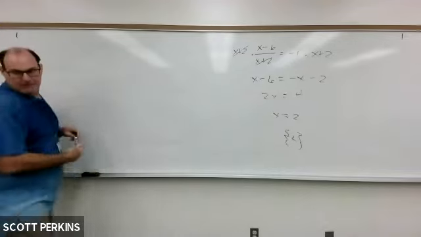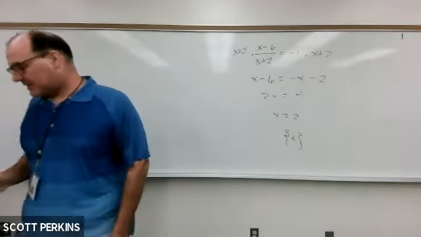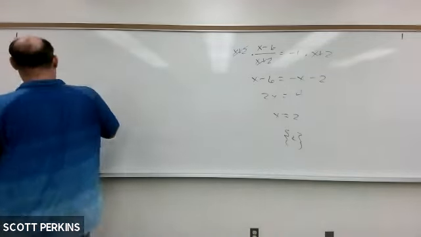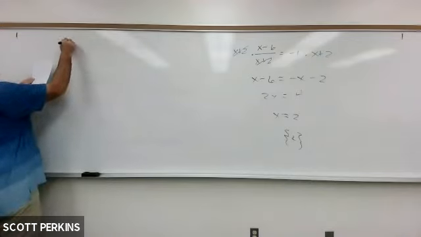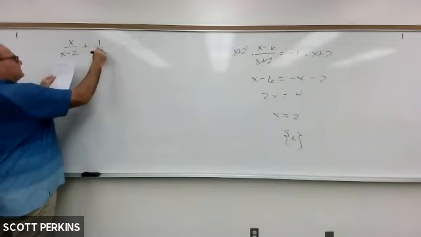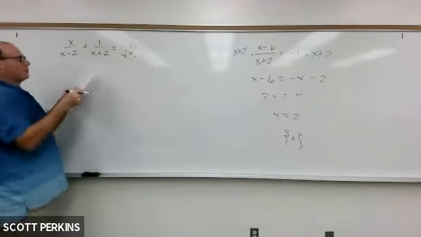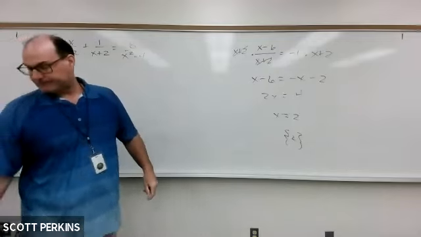All right, so I'm going to do another example, and then I've got 2 or 3 that you're going to do. So this is my example 2. It says this. I've got x over x minus 2 plus 1 over x plus 2 is equal to 8 over x squared minus 4. All right, we are ready to rumble.